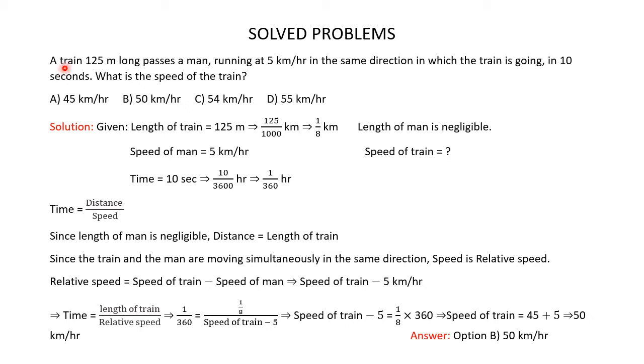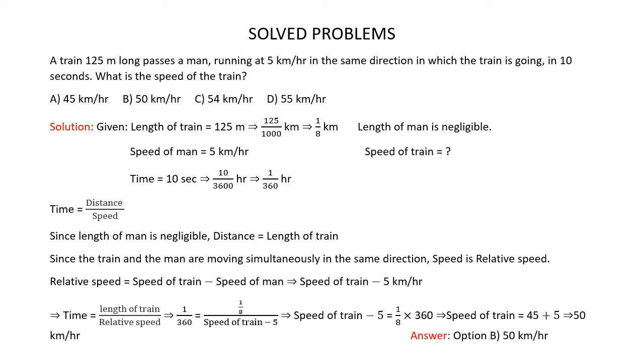A train 125 meters long passes a man running at 5 kilometers per hour in the same direction in which the train is going in 10 seconds. What is the speed of the train? You're given 4 options here and you have to find out which of these options is the correct one.